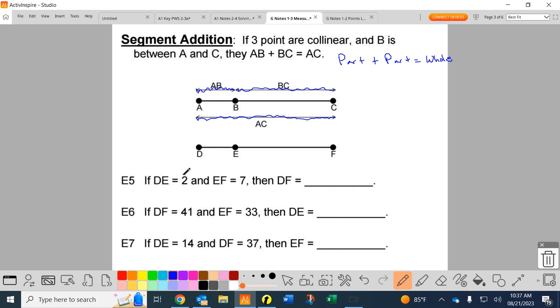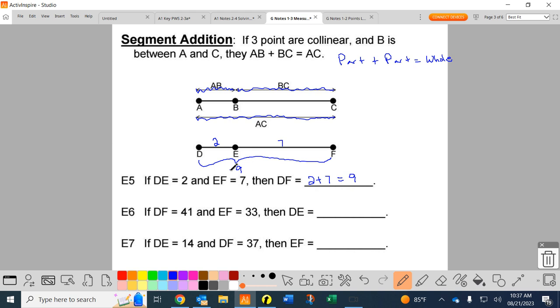So, we start off with DE equals 2 and EF equals 7, and we want to know the whole thing. If you have the 2 parts, to find the whole, all you do is add them. 2 plus 7 to get the whole thing of DF is going to be a total of 9. Okay, so if I take that 2 plus 7, it gives me 9. That's if I have the parts.